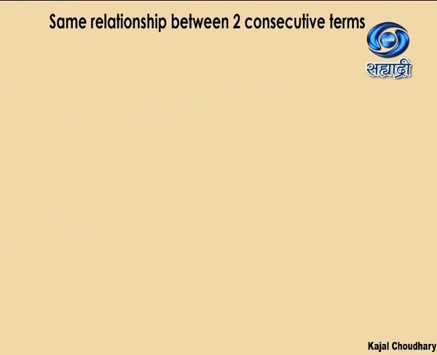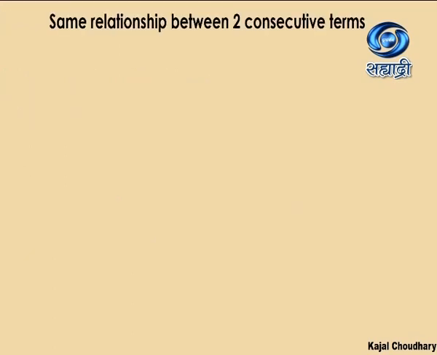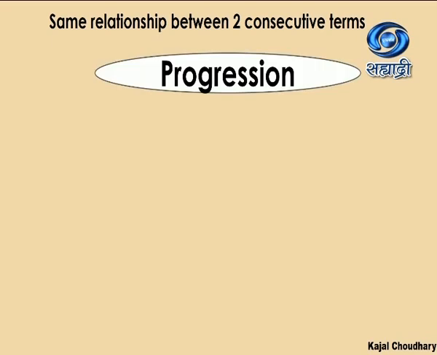Now, if you observe, they all have the same relationship between two consecutive terms. If you refer to the previous examples, in the first sequence, each term is multiplied by 2, and the same relation goes on till the end. In the second, the relation between the first two is plus 3, and that same plus 3 relation exists between every member. So when the same relationship exists between consecutive terms of the given sequence, the sequences are said to be in progression. And we are here to understand what progression means.